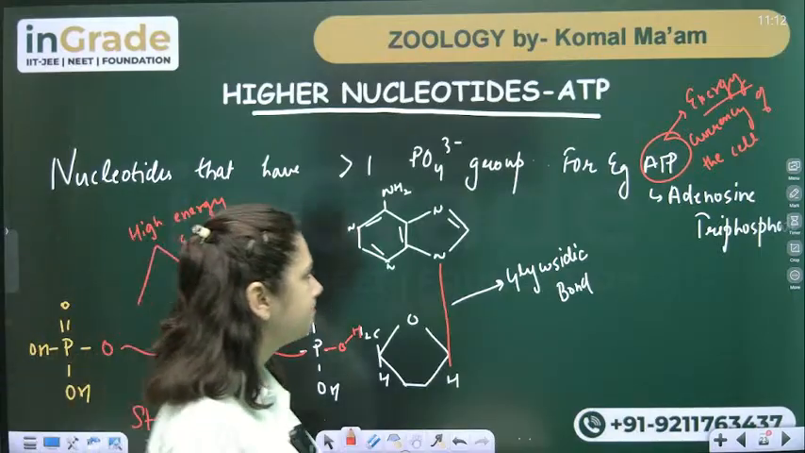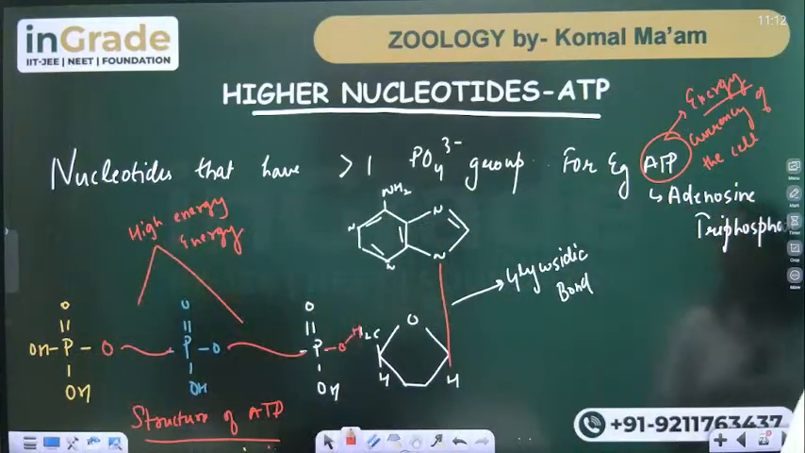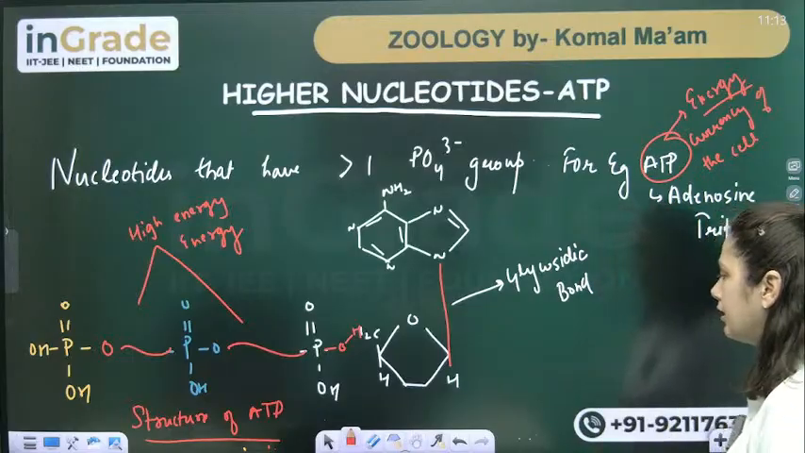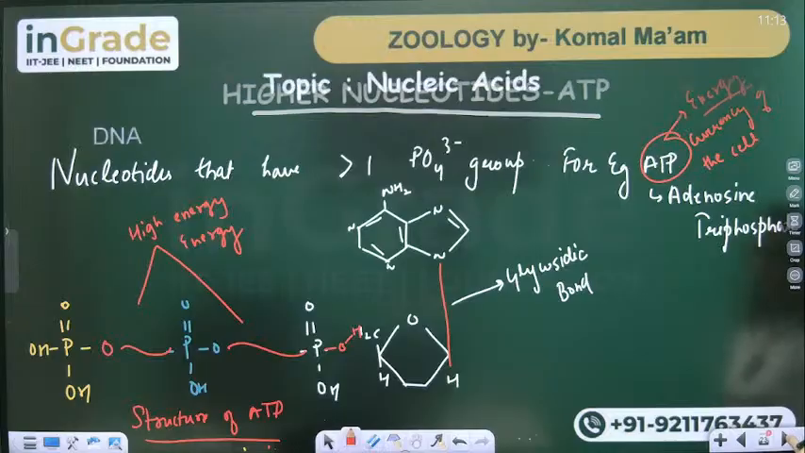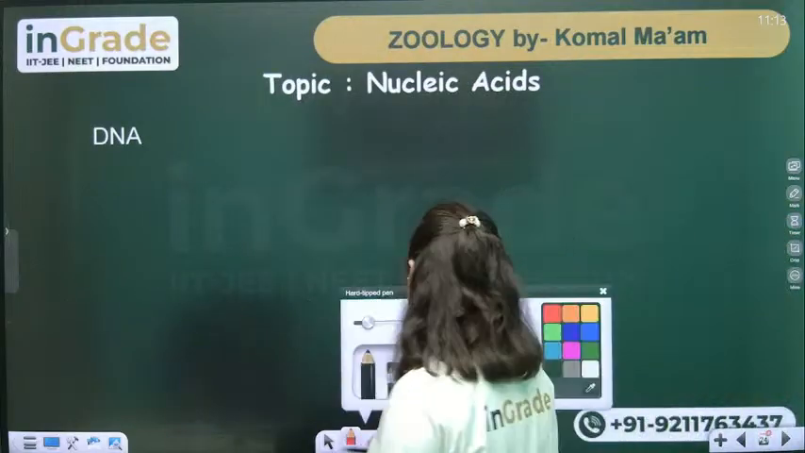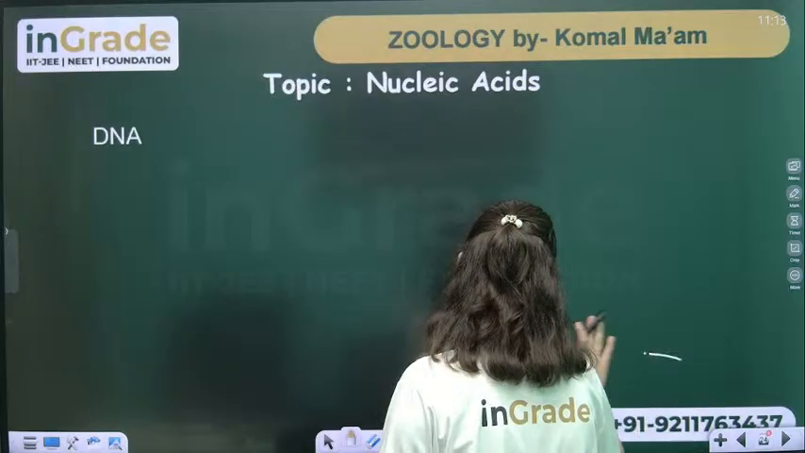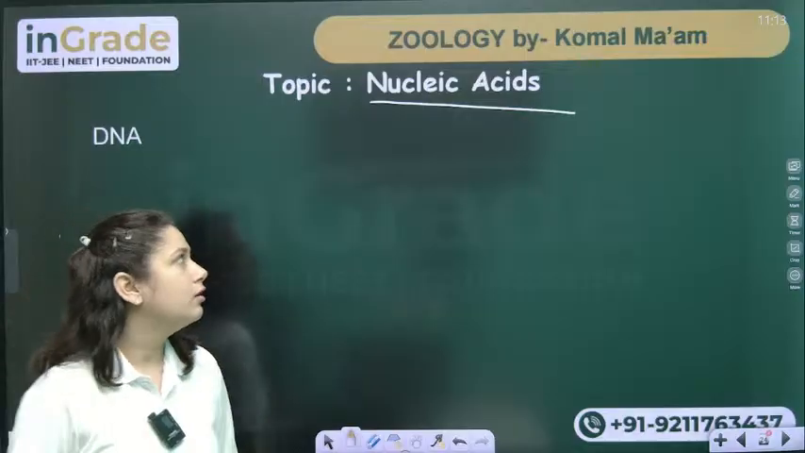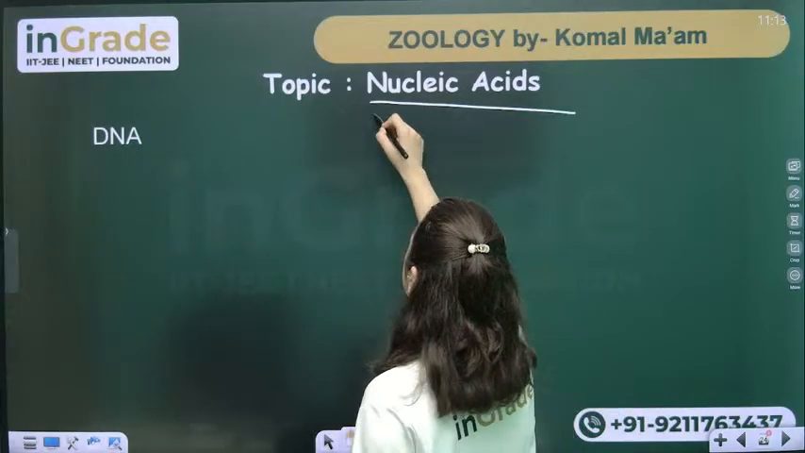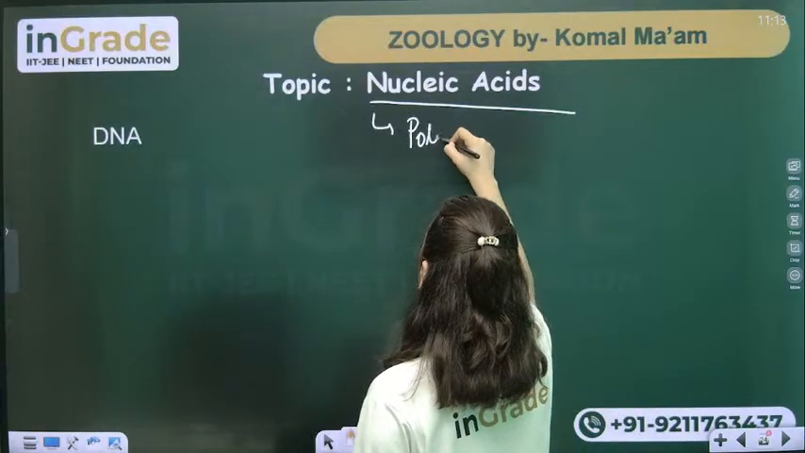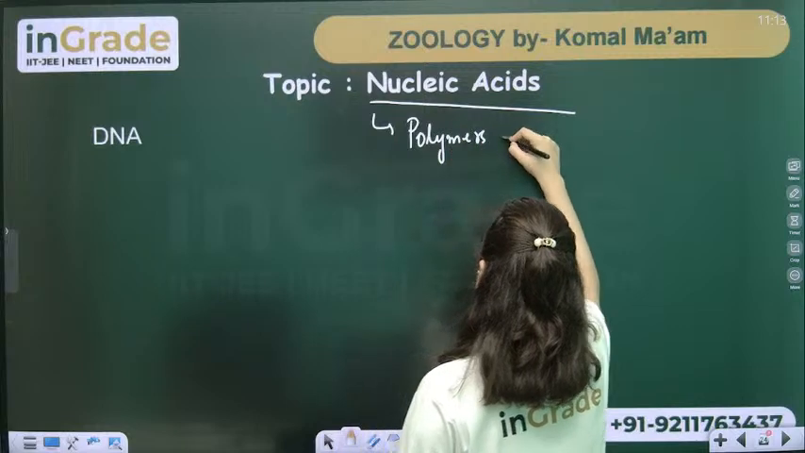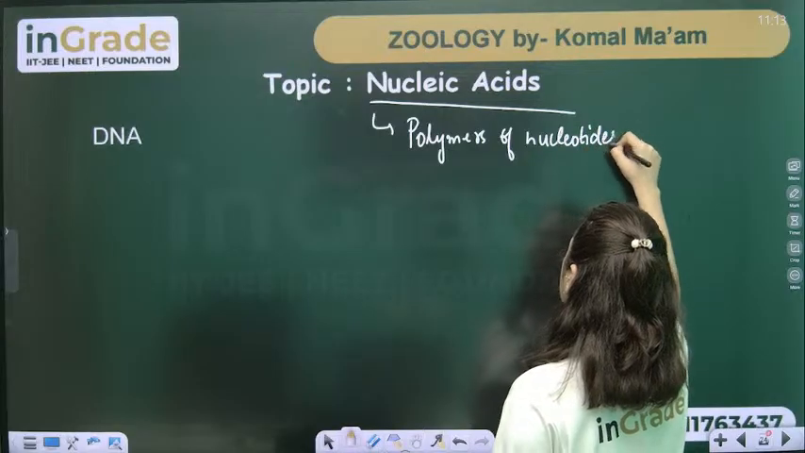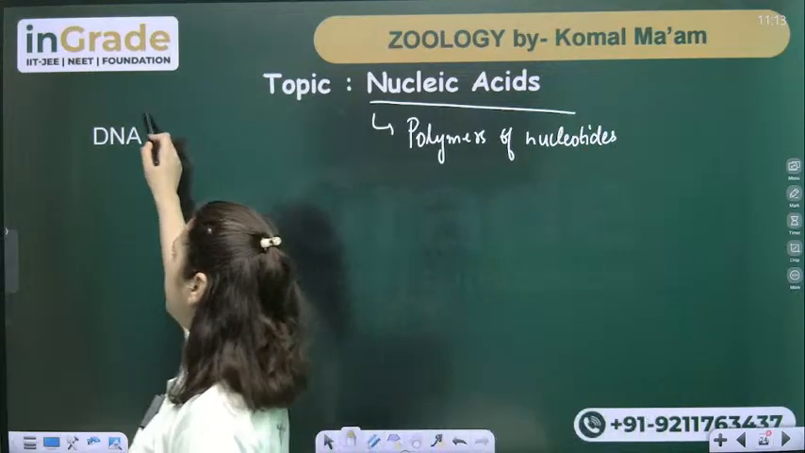Okay class, so that is all for the higher nucleotides. Now we can start with the nucleic acid, that is our main topic. So let's start with the nucleic acid now. In nucleic acids, first we will talk about the DNA. What are nucleic acids? Nucleic acids are basically polymers of nucleotides. Now if I discuss DNA, right?